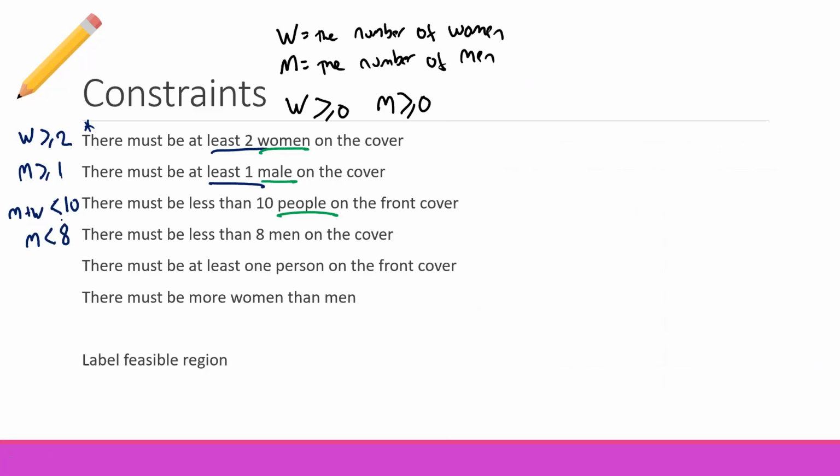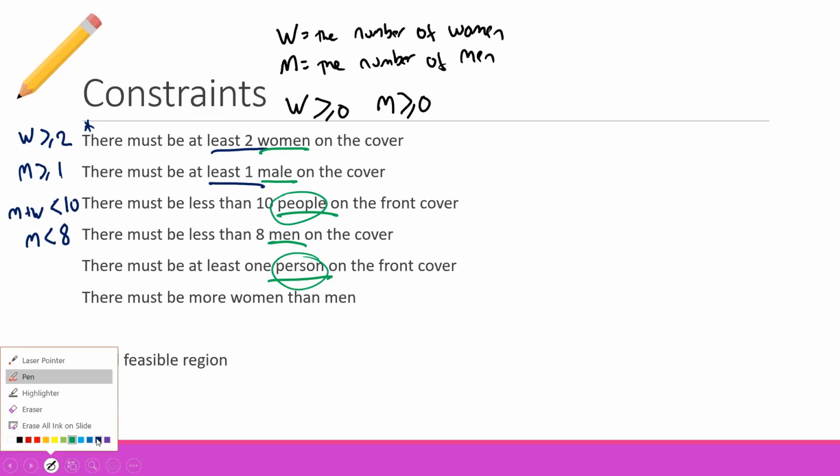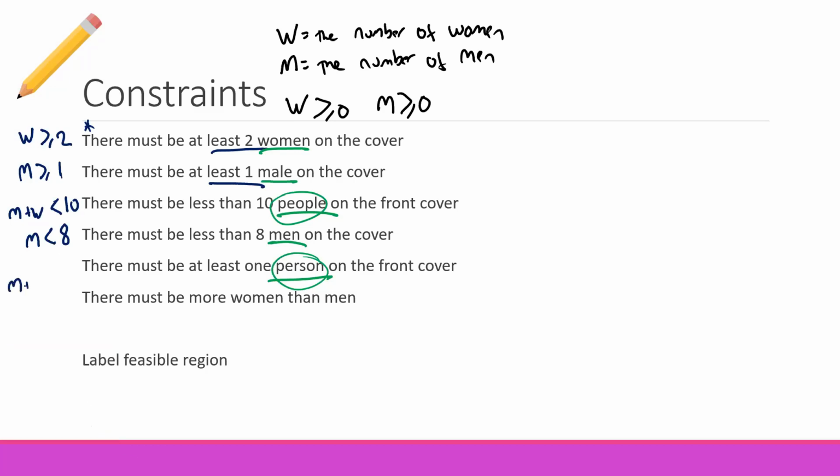So now we've only got 2 left. There must be at least one person on the front cover. So this is another one of these people ones. That means that the number of men plus the number of women must be greater than or equal to 1. That does mean the number of men can be 0 or the number of women can be 0, but the number of men and the number of women can't both be 0. One of them has to be more than 1.